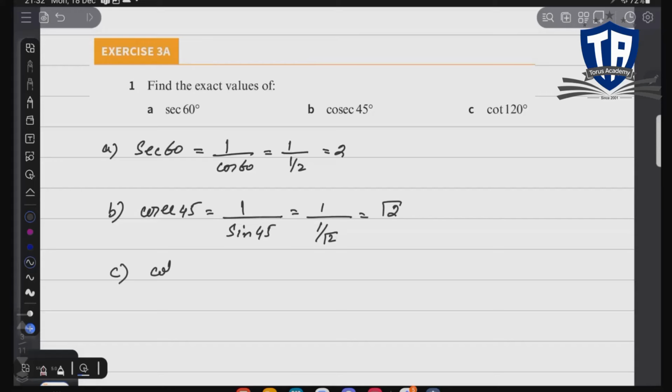In part C, cot of angle 120 is equal to 1 over tan of 120. Tan of 120 is equal to minus 1 over under root 3. So this would be your answer.